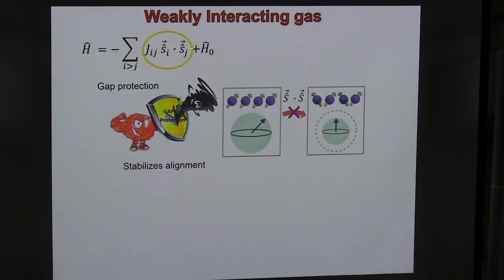The idea, and this is the most important point, is that this exchange term is ferromagnetic. If the interactions are repulsive, because all the spins are aligned and not interacting, it's going to cost energy to flip a spin. Because it costs energy, these terms introduce a gap protection that penalizes spin flips and wants to maintain the gas aligned.